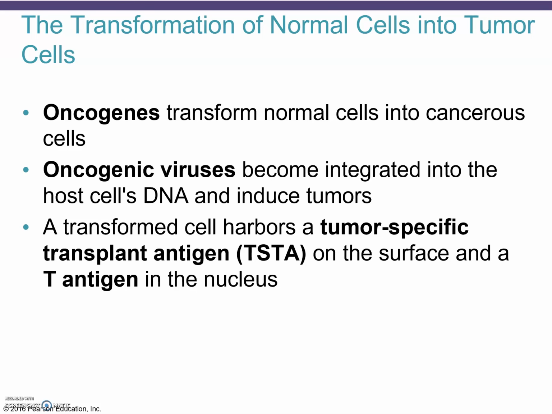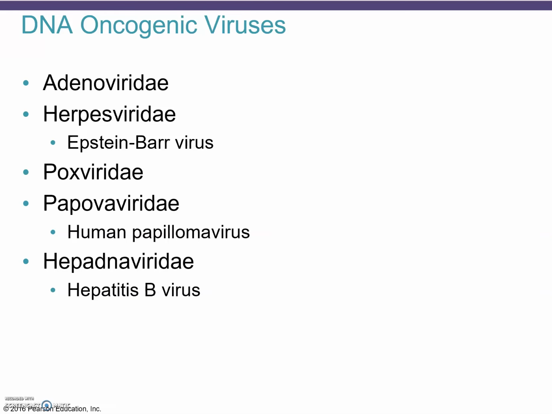Here are some important oncogenic DNA viruses. We have the Adenoviridae. They're mostly known as respiratory, cold-type viruses, but some of them have oncogenes. Then we have the Herpesviridae, the Epstein-Barr virus, and that one we have in a pathogen group. We'll talk about that. The Poxviridae, and then very importantly, the Papovaviridae. Those are the human papilloma viruses already mentioned.